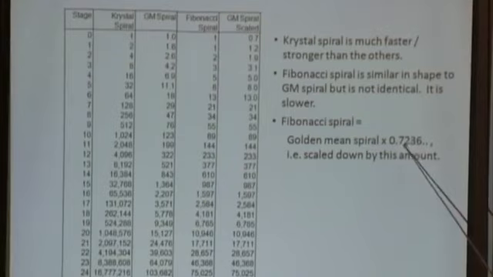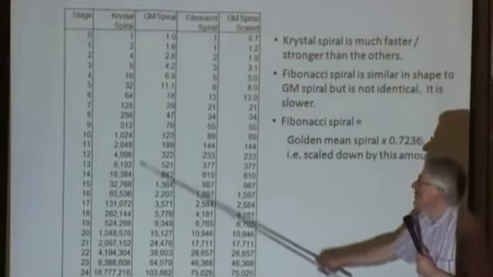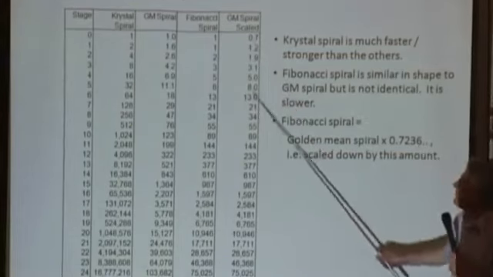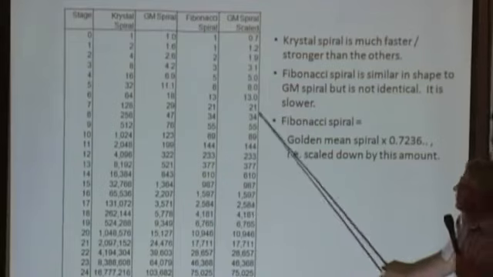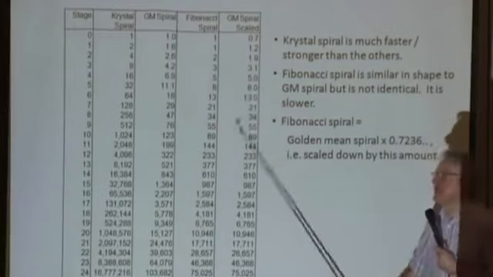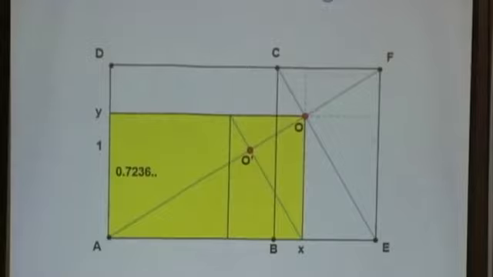It's scaled down by a little over 72%. So if we take the golden mean spiral and scale it down by this factor here, we get a sequence of numbers which are almost identical to the Fibonacci numbers. So the Fibonacci spiral is a scaled down version of the golden mean spiral, and scaled down by a very definite proportion. It's interesting to look at where this proportion comes from.